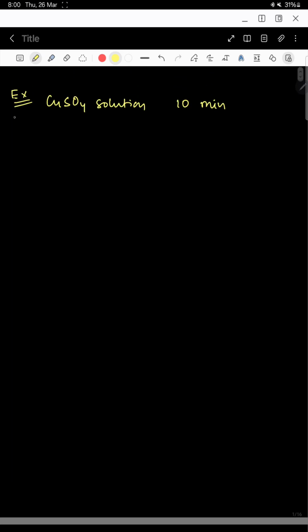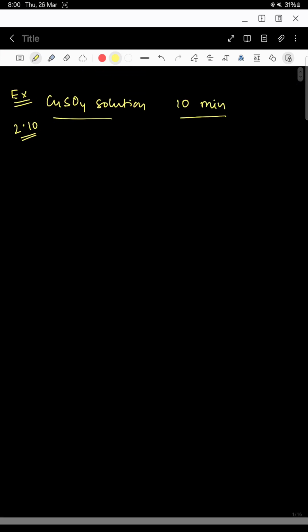Okay, so first there is an example from NCERT, a simple example: there is a solution of copper sulfate, CuSO4 solution, and it is electrolyzed for 10 minutes. It is example number 2.10 if you have a new book. I have an old book in which it is 3.10, but in the new book it might be 2.10. There is a copper sulfate solution which is electrolyzed for 10 minutes with a current of 1.5 ampere.